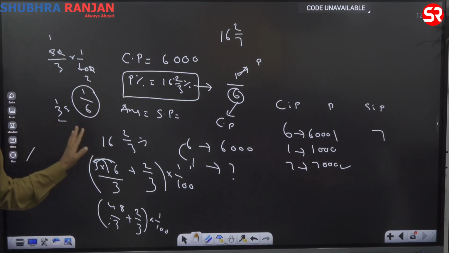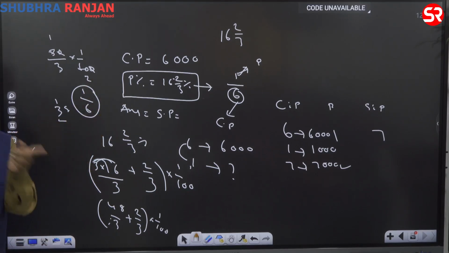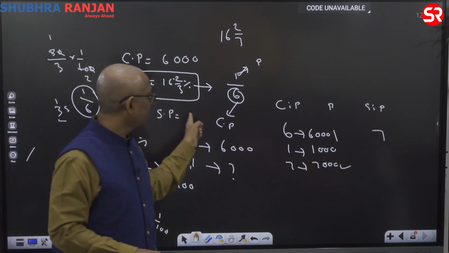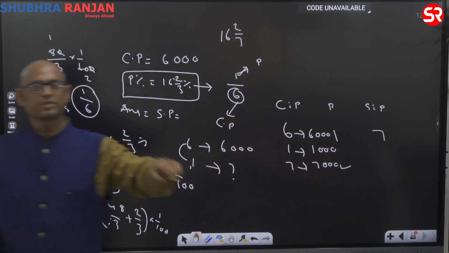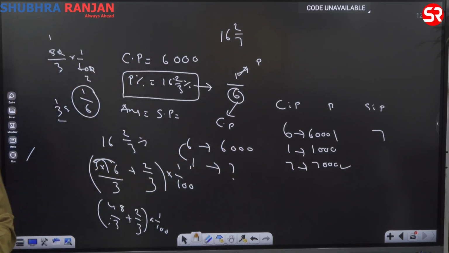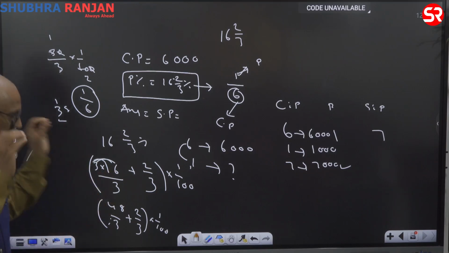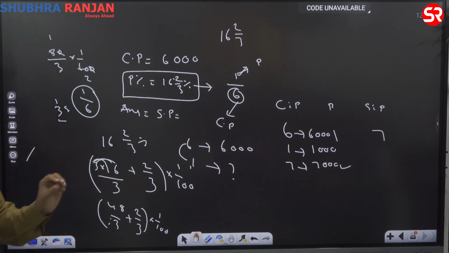Any doubts? You understand the link between percentage, proportion, direct proportion, indirect proportion, all the stuff. Got it? Till now I am not telling any problems. I am just giving the basics of how you have to solve the problems.